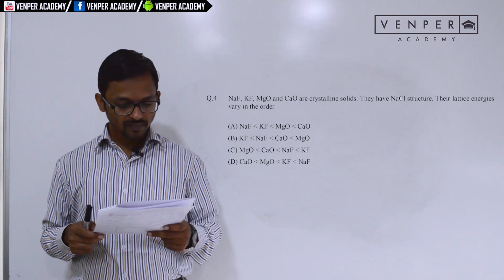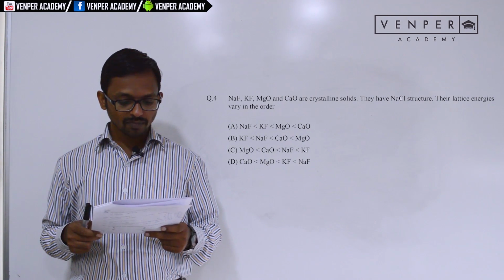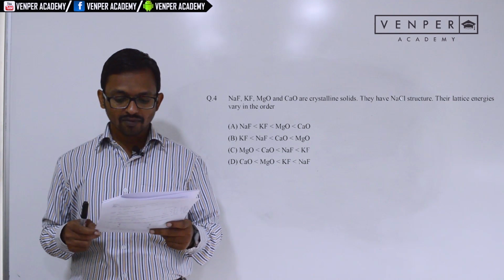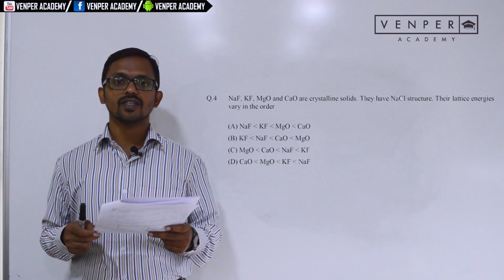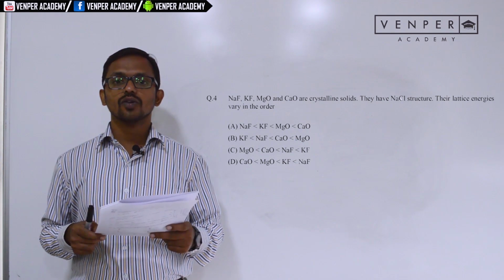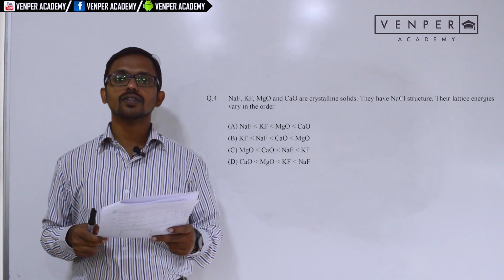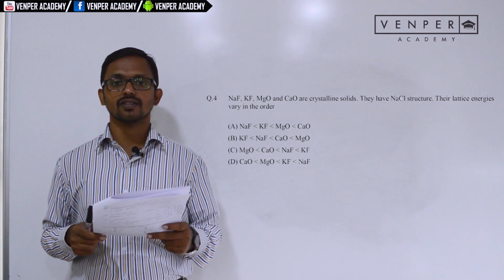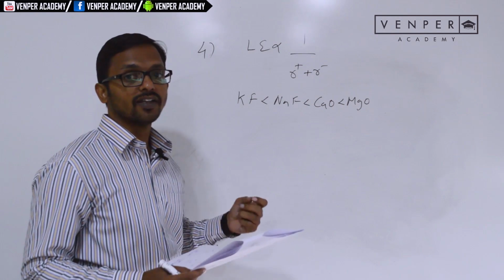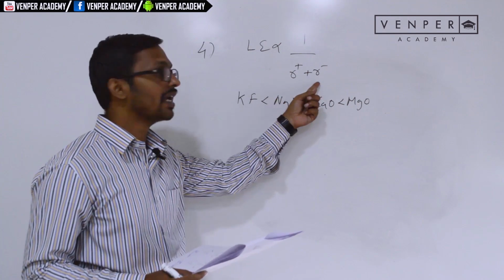Question number 4. Sodium fluoride, potassium fluoride, magnesium oxide and calcium oxide are crystalline solids. They have NaCl structure, that means FCC. Their lattice energies vary in the order. So, in the given 4 options, option 2 is correct. Now, let us see how it happens. Here the lattice energy is inversely proportional to the sum of the ionic radii of cation as well as anion.